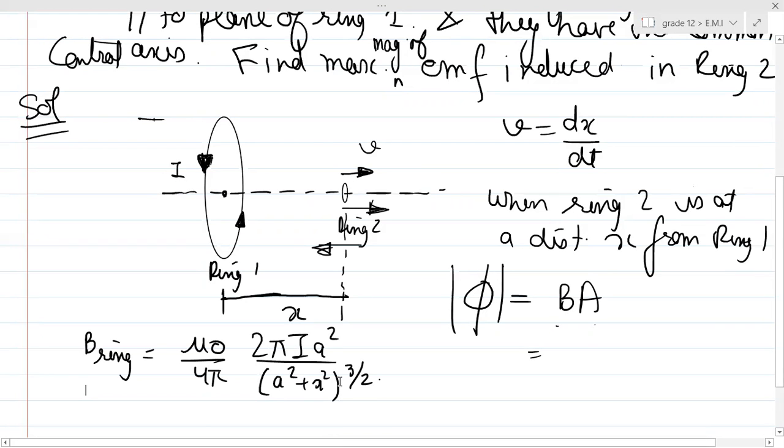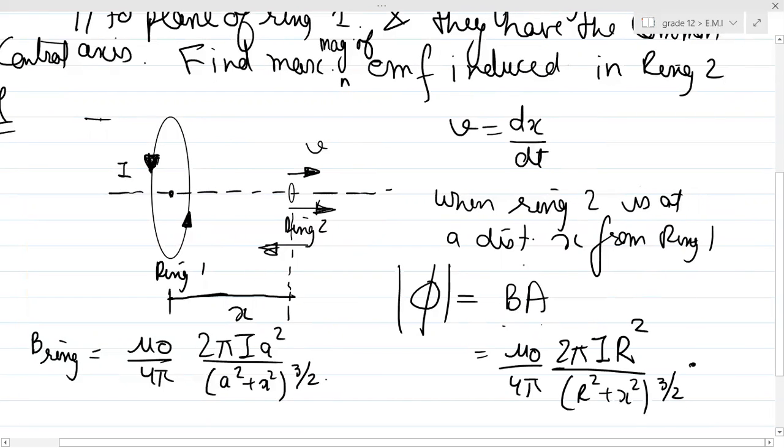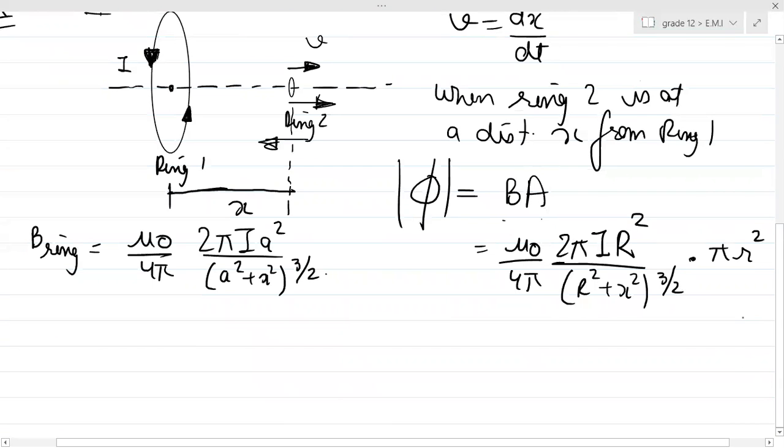So basically, we know the formula. Now B will be equal to mu naught by 4 pi, twice of pi, the current in this is capital I, the radius of this is capital R, so capital R square divided by capital R square plus x square to the power 3 by 2. Is this the magnetic field? Yes. What is the area of the small ring? The area of the small ring will be pi into small r square. This will be the flux. Yes, sir. So basically this will be flux.